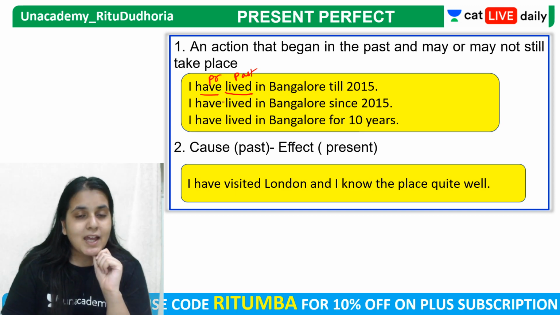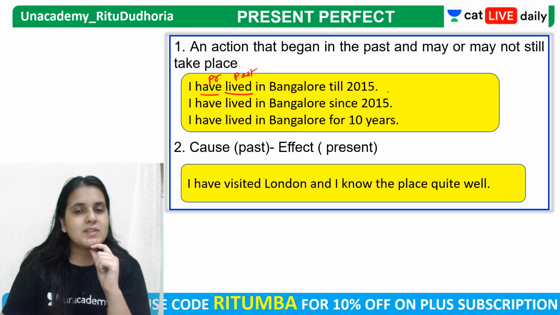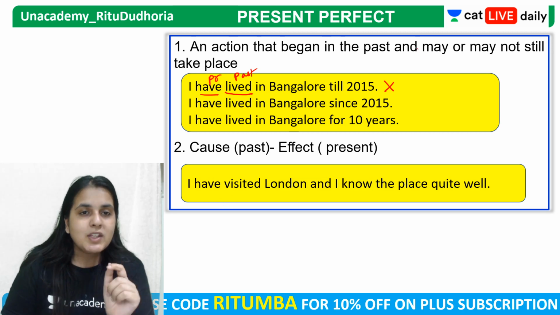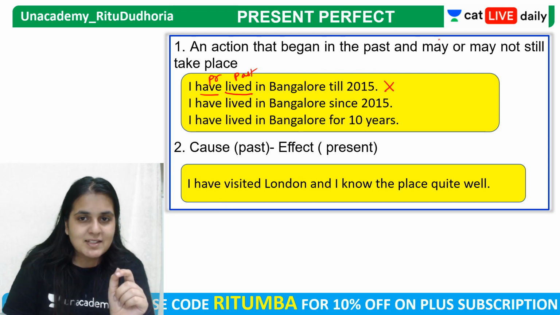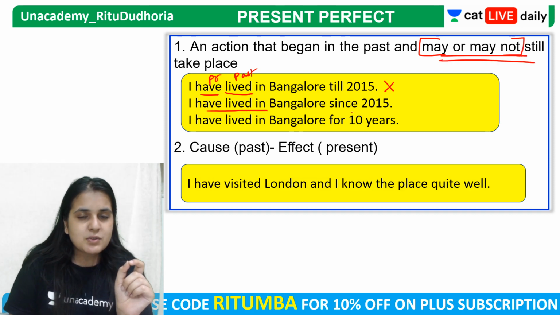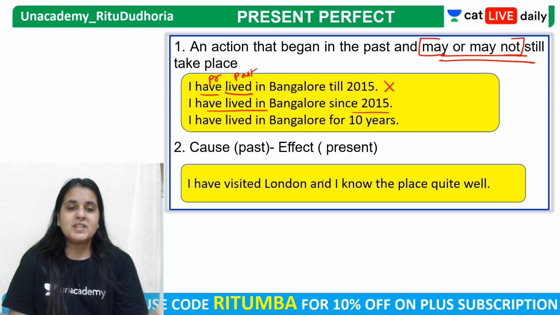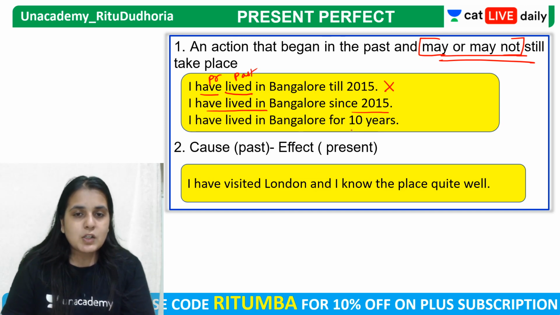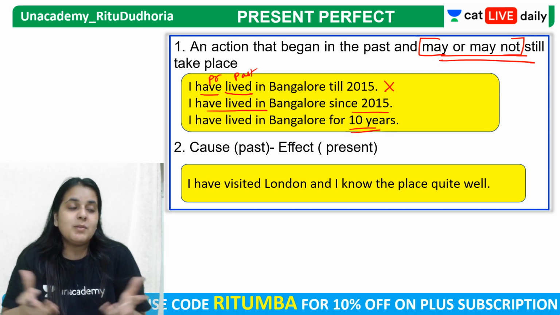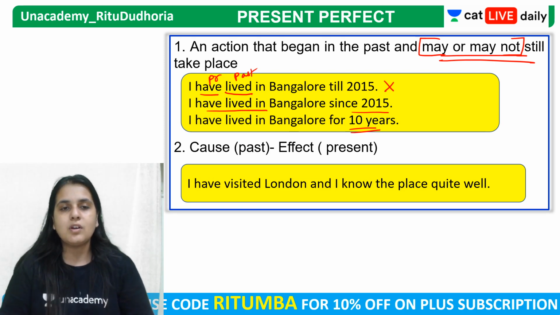Now, when I say I have lived in Bangalore till 2015, it's wrong. Why is it wrong? When you use present perfect tense, that means that the action may or may not still take place. I have lived in Bangalore since 2015. I don't know if I'm still living. I have lived in Bangalore for 10 years. मेरे को पता है कि 10 years कभी life में I've lived in Bangalore. But I'm not sure whether you're still living or not.